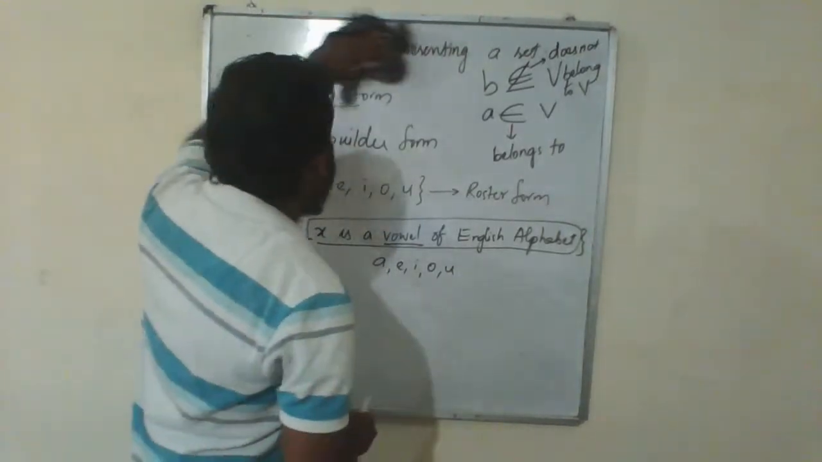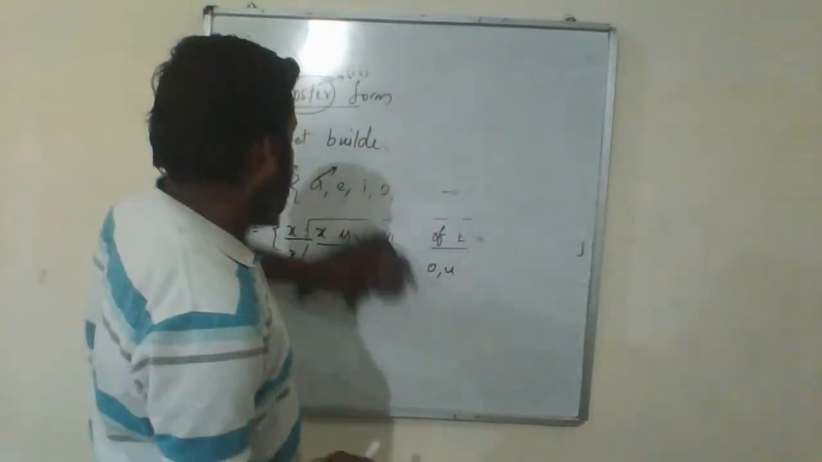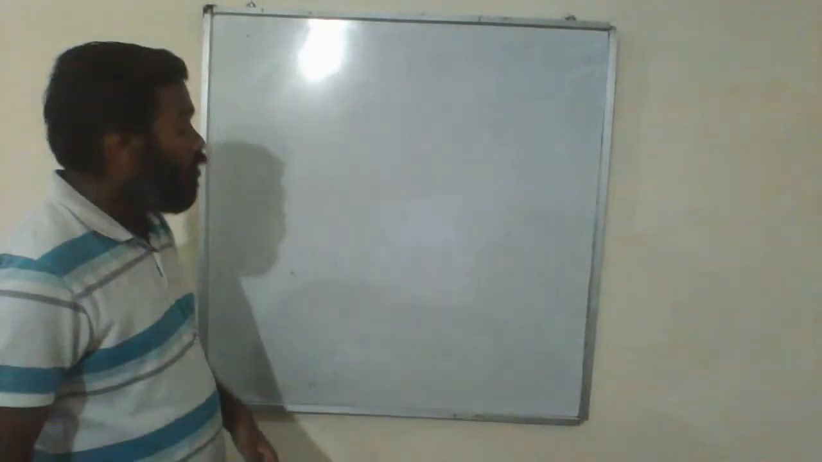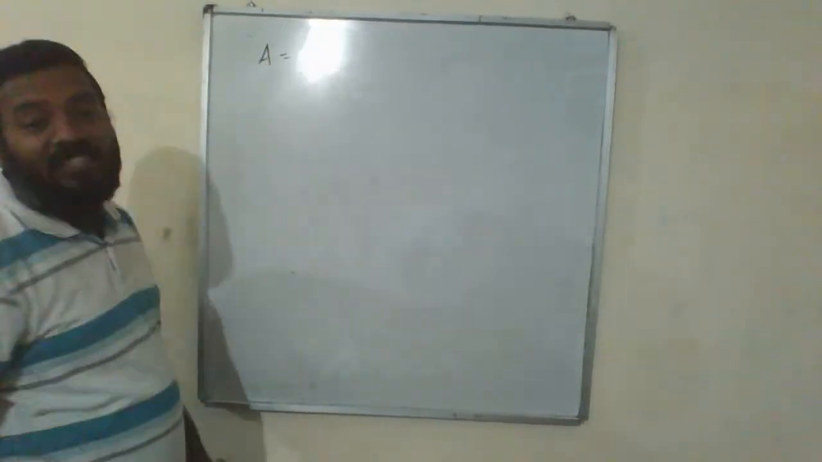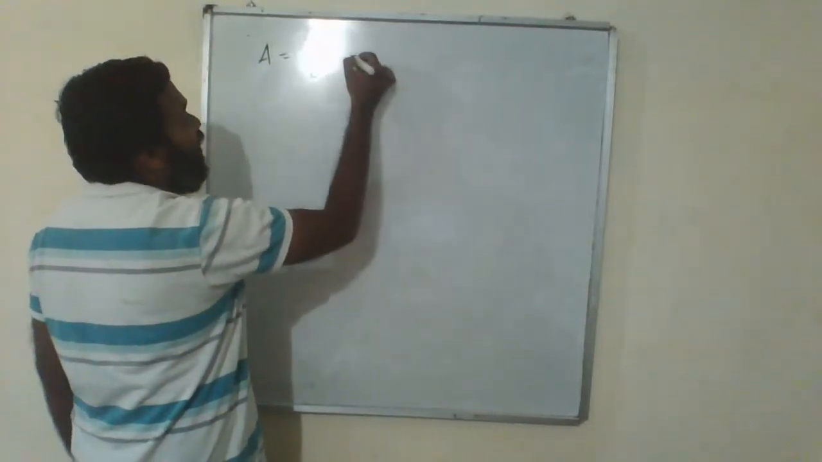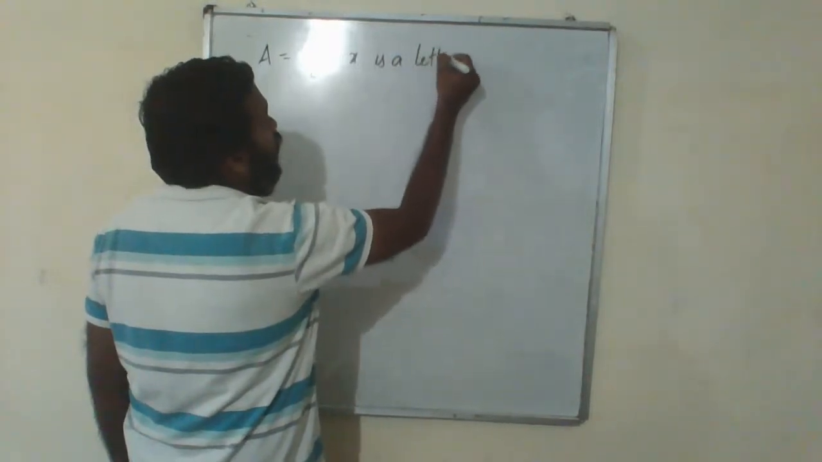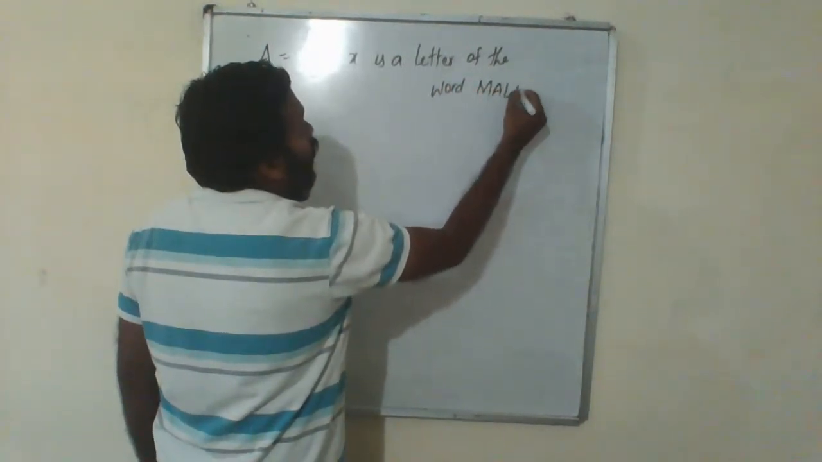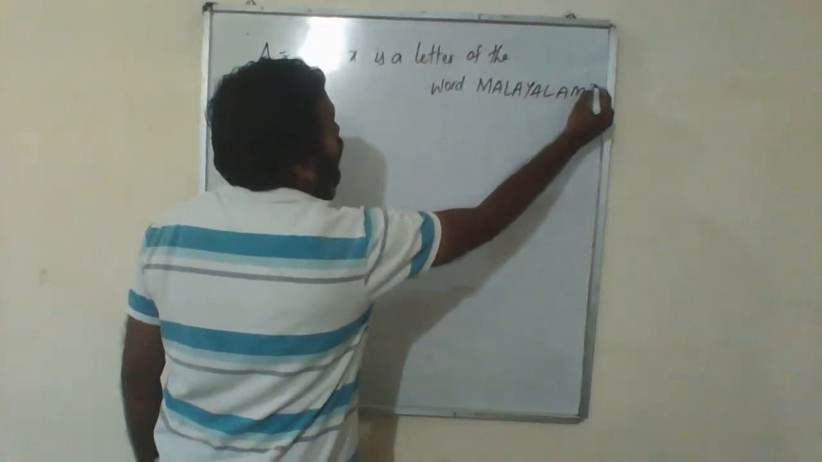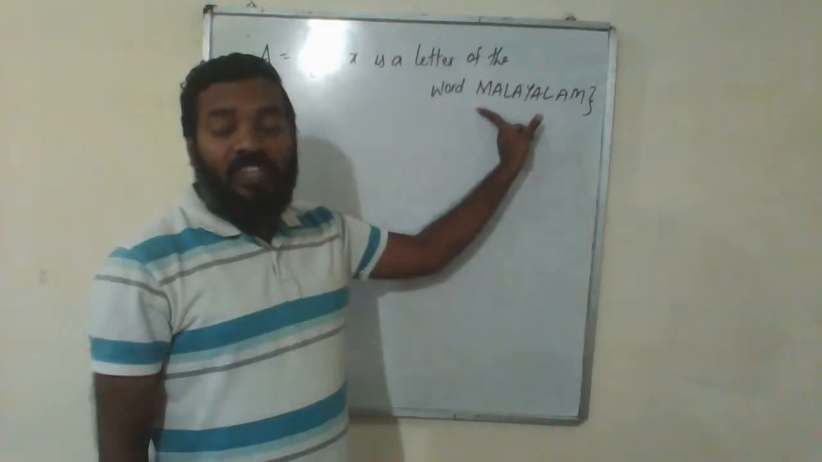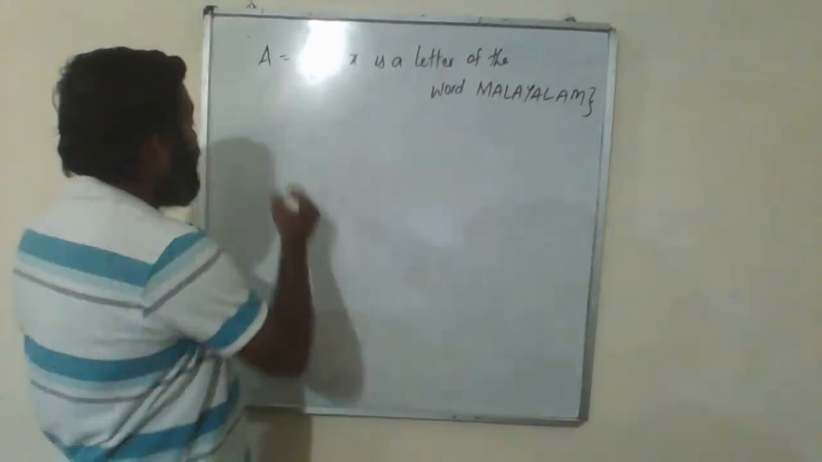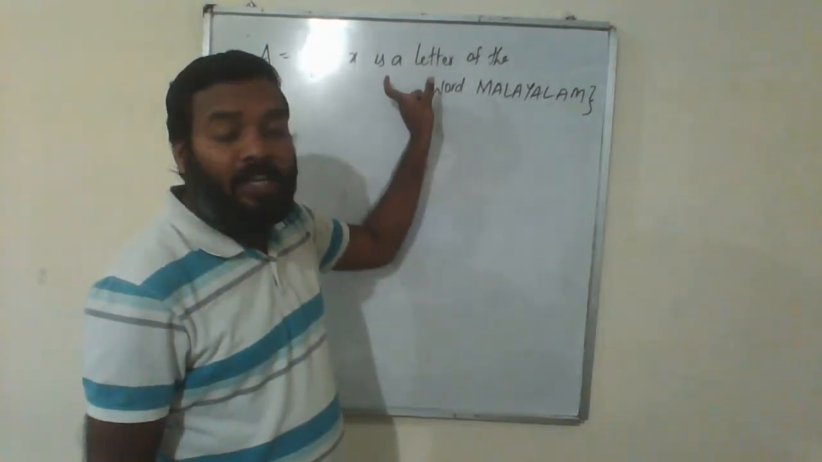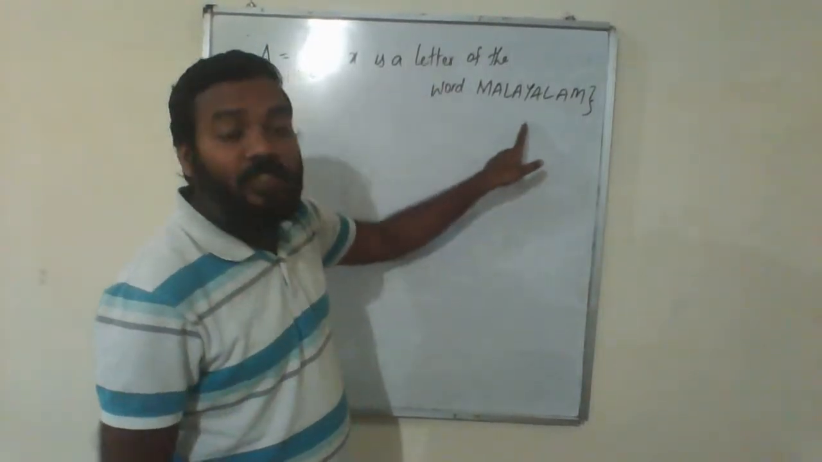And one more important thing. If you are given a set builder form, let us take the set name as A: X such that X is a letter of the word Malayalam. That means X is any letter of this word Malayalam. This is set builder form, because you are writing the common property of that particular set, that is the letter of the word Malayalam.